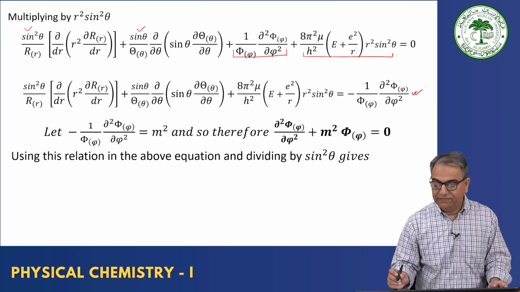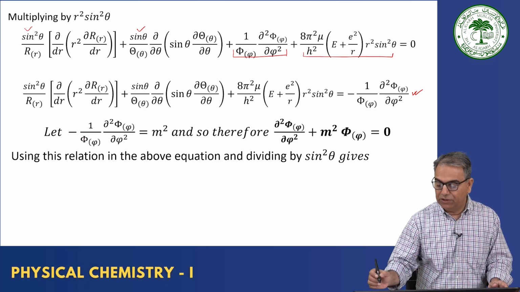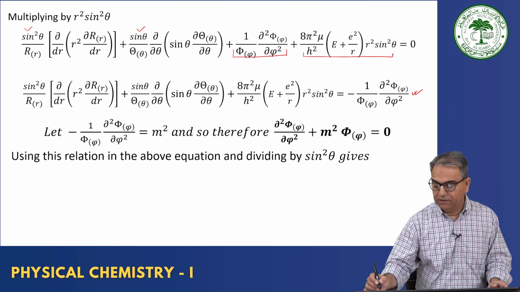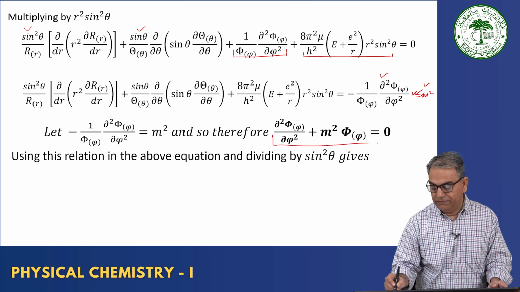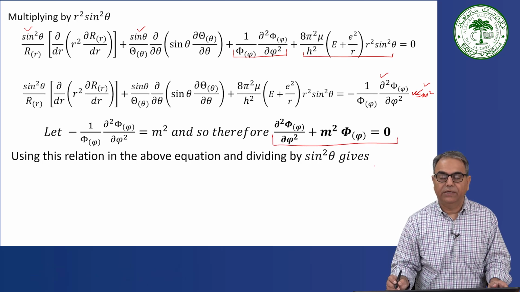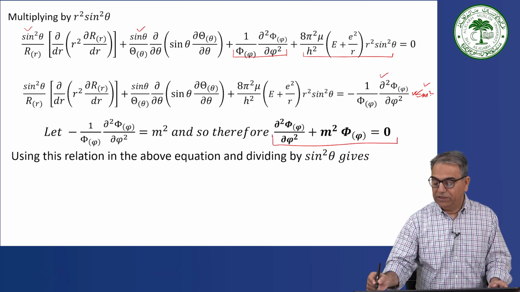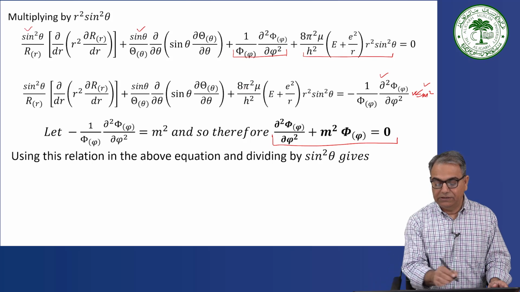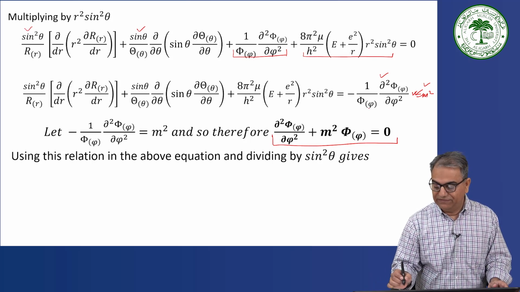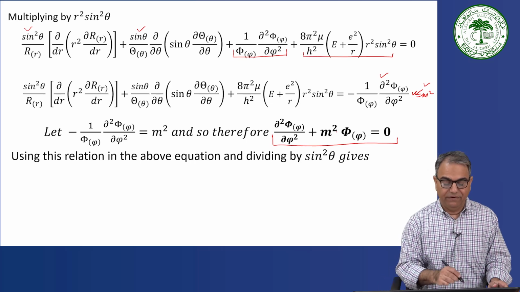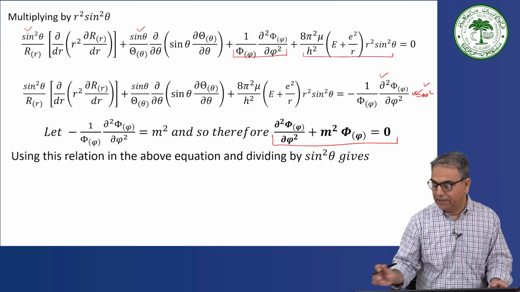Now what can we write? We can write this whole thing equal to m square, and thus this part together will make an equation which will be phi dependent only. Naturally, if this is equal to m square, then the left hand side is also equal to m square. We have separated one of the functions, and now we are going to separate the next two, the r and theta equations.